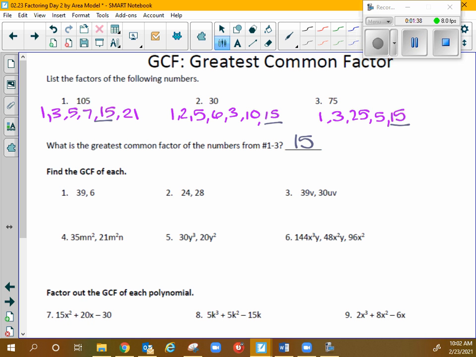Number 1, 39 and 6. So we're going to find the greatest common factor between both. Number 2, 24 and 28. 4, is there anything bigger? 12 doesn't go into 28. Not 6, it's just 4.